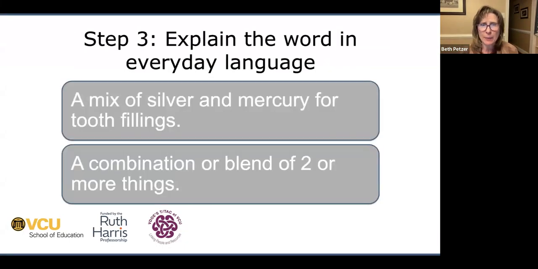And we're going to move on to step 3, where we're going to talk about the word in everyday language. And this word has 2 definitions, and we're going to start with the concrete definition first and move to a more abstract one. And we're going to talk about any morphology that we can talk about. So this word amalgam comes from the Greek word malagma, meaning softening substance.